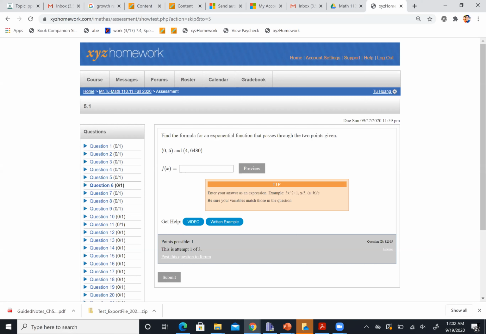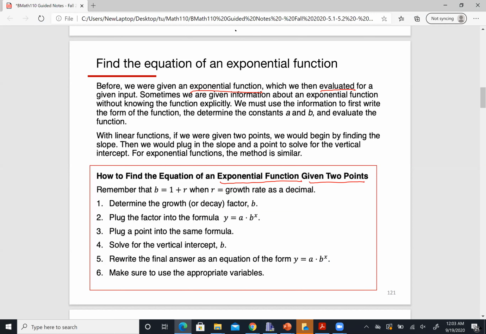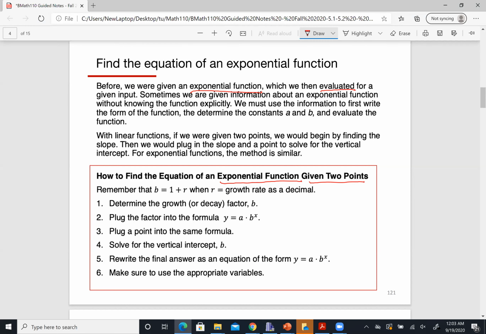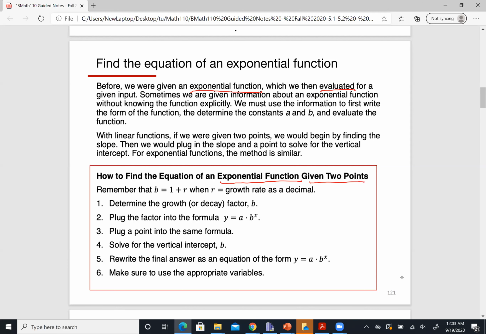So let's see how we can solve this problem, right? Let's come back to the trick here. We're going to remember that b will be equal to 1 plus r, right? And here r equals the growth rate as a decimal, okay? So step number 1, determine the growth factor, which is b, all right?